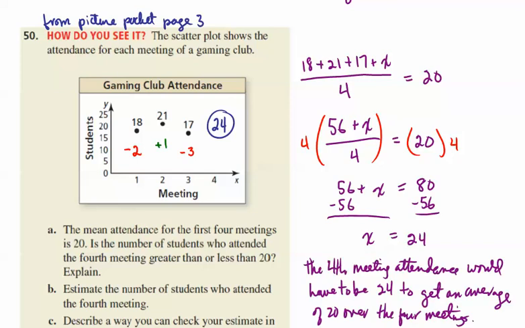So the fourth meeting attendance would have to be 24 to get an average of 20, an average attendance of 20 over the 4 meetings. And that'll do it for this problem and for this problem type number 6.